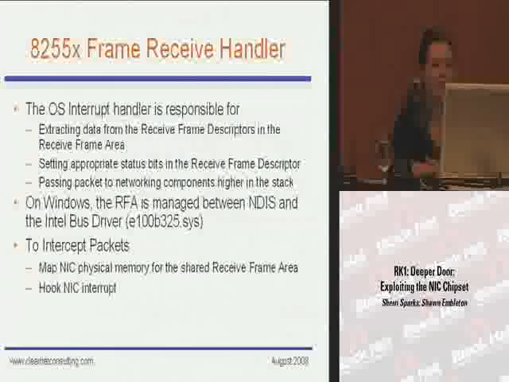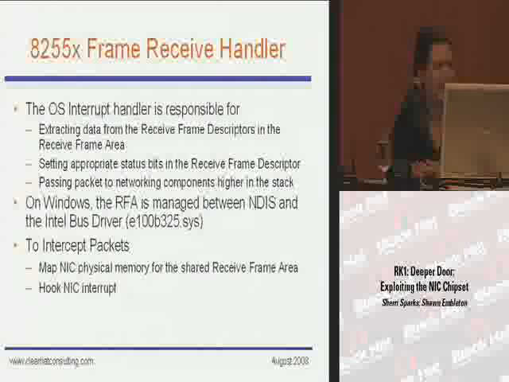Normally, the interrupt handler is responsible for extracting data from the receive frame descriptors contained in the receive frame area, setting some status bits in the receive frame descriptor, and then passing the packet on up the Windows networking stack. So on Windows, under normal operation, the receive frame area is managed between NDIS, and the details are managed by the Intel bus driver, which in this case is E100B325.sys.